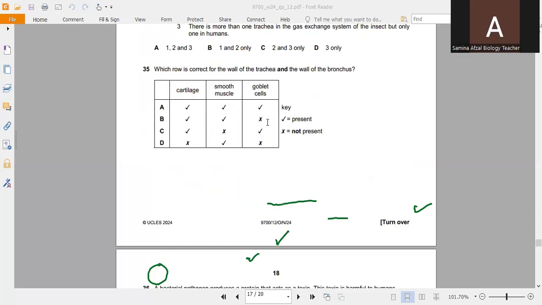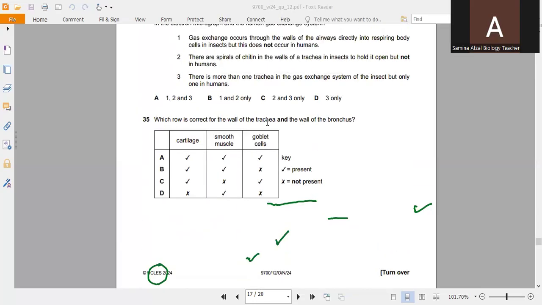Now question number 35. Which row is correct for the wall of the trachea and the wall of the bronchus? Cartilage, definitely. They are made up of cartilage. Smooth muscles, yes, smooth muscles are also there. Goblet cells are also present in the trachea and the bronchus. So according to this, A is the correct option.